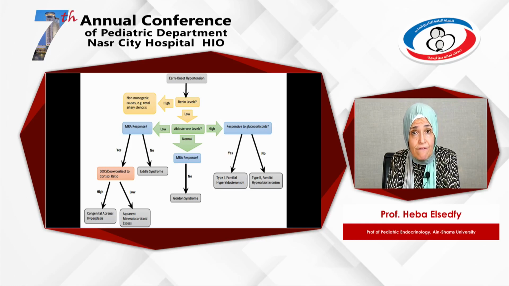If the aldosterone level is high, then we see if the hypertension is responsive to blockage of the mineralocorticoid. We'll see if it's responsive to glucocorticoids. If it's responsive to glucocorticoids, we are dealing with glucocorticoid remediable aldosteronism. If not, then it is a familial cause of primary hyperaldosteronism.